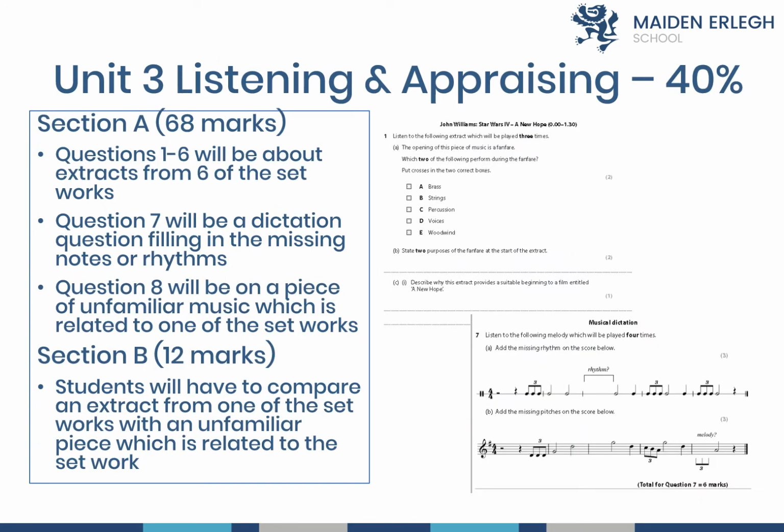The exam is split into 2 sections, Section A, which is worth 68 marks, and Section B, which is worth 12 marks. In Section A, questions 1 to 6 will be about 6 of the set works. Question 7 will be a dictation question where they have to fill in the missing notes and rhythms. And question 8 will be on a piece of music which is related to one of the set works, but one that they haven't studied, known as unfamiliar music. In Section B, the students have to compare an extract from one of their set works with an unfamiliar piece which is related to the set work.